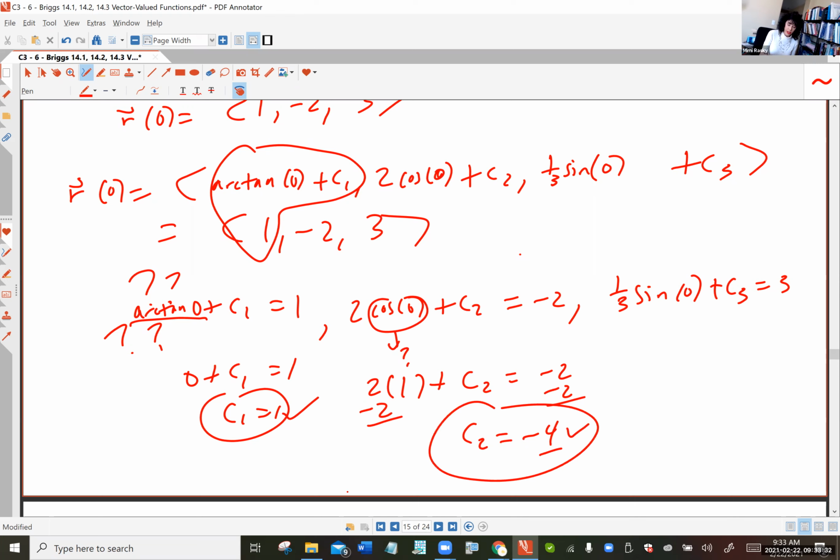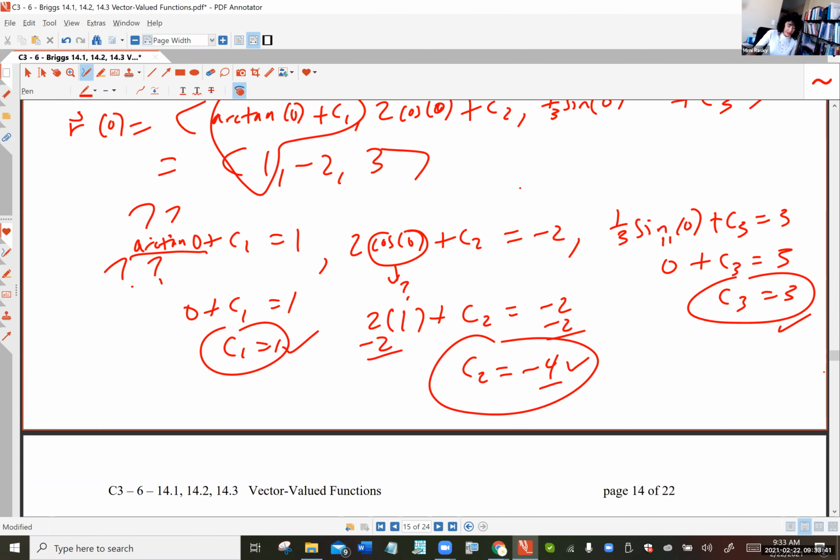Check. I got another one. And sine of 0 is just 0, so 0 plus C3 equals 3 means C3 equals 3. Is that our final answer? No, it is not. You have to give me your final answer. The final answer is r of t, now complete.